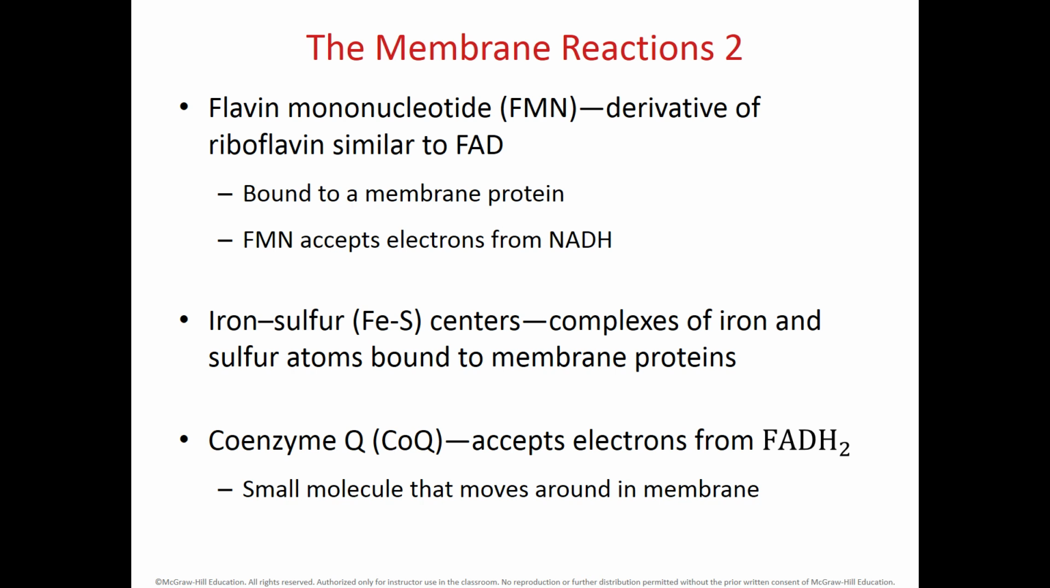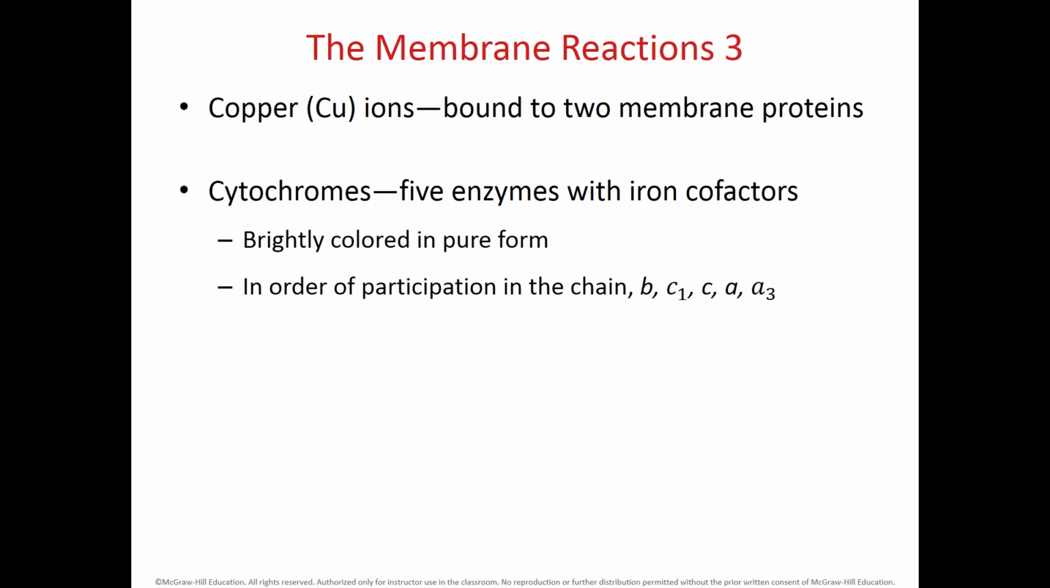And this one doesn't accept the electrons from NADH, but it will transfer the electrons from FMN into the next compound, which is called coenzyme Q or CoQ. So CoQ will accept electrons from FADH, and this will move around the membrane to transfer the electrons into the next compound. Now we also have within the membrane copper ions, and we also have this complex that is called cytochromes. In cytochromes we have these subunits that are called B, C1, C, A, and A3.